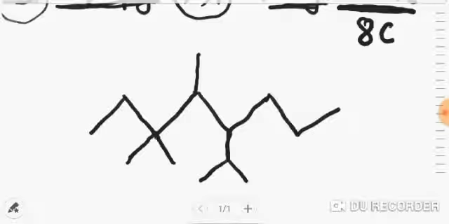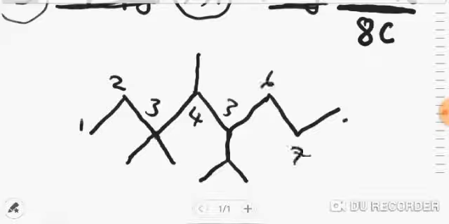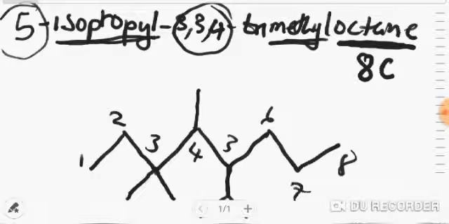Isopropyl on 5, 1, 2, 3, 4, 5, 6, 7, 8. So on position number 3, we have 2 methyl groups. Position number 4, we have another one. Therefore, our name is a trimethyl, which means we have 3 methyl groups. And then octane, because we have 8 carbon atoms.